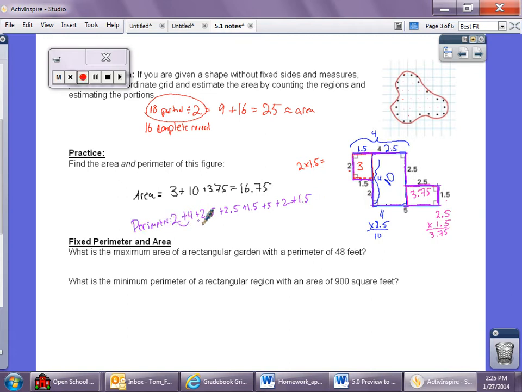So we have 6, 16, 17 and a half, 22.5, 24.5, 26. So 26 units is the perimeter. So that's adding up the entire outside. Actually not. This is 5 and 6. That's 11.